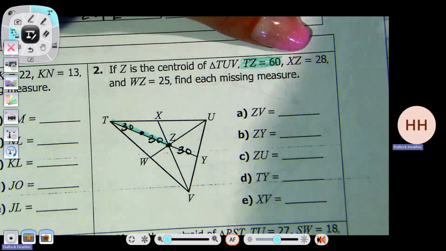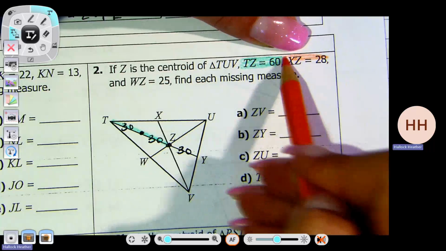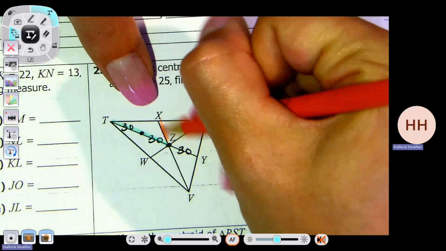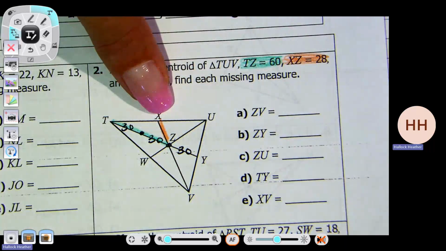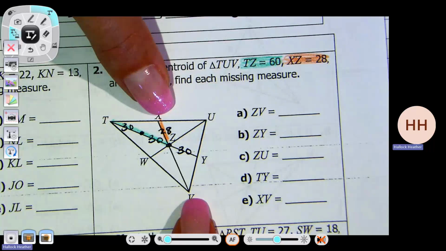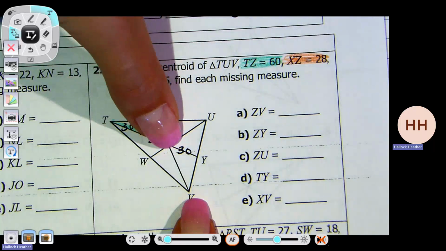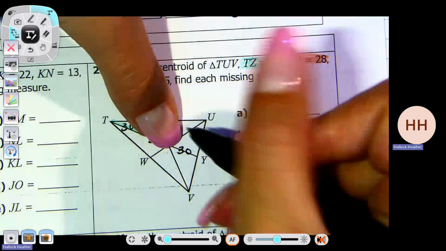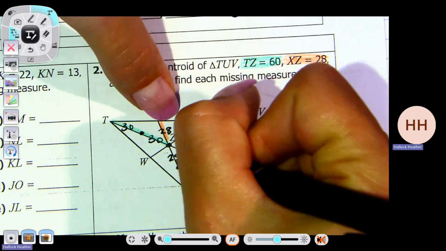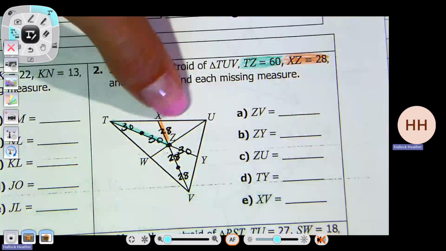The next one says XZ is 28. That's this little tiny piece. Should I cut that in half? Does that represent 1/3 or does that represent 2/3 of the line? It represents 1/3. So this is 28 exactly. I'm not splitting it at all. If that's 28, how many 28s are on the other side of the line? 2. So I'm going to put a little point and put 28, because there's 2 28s over there.